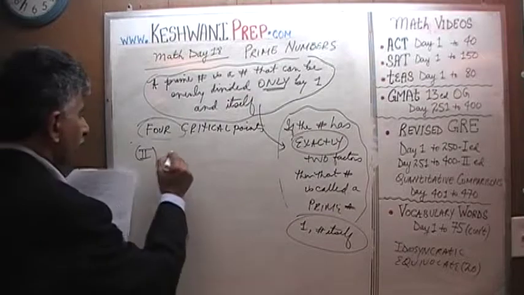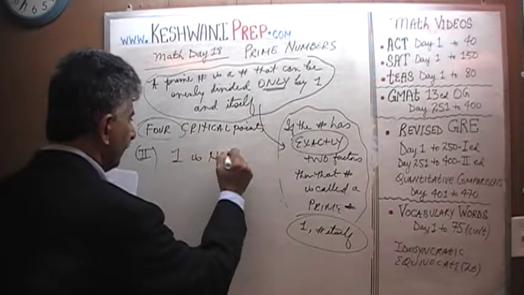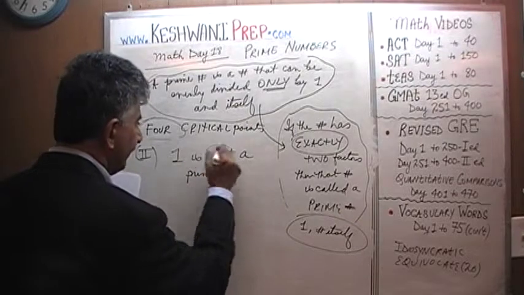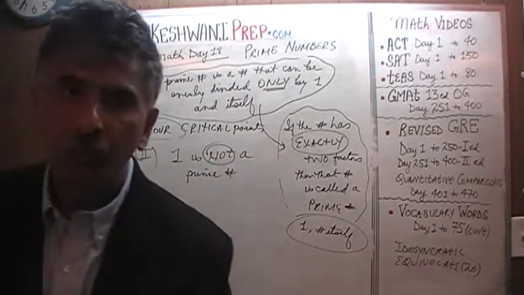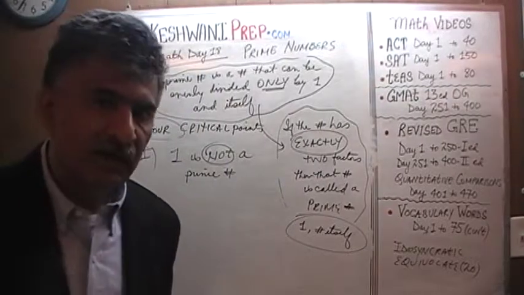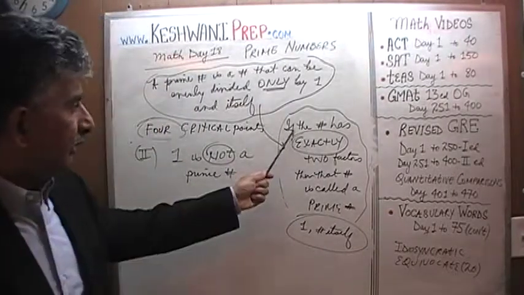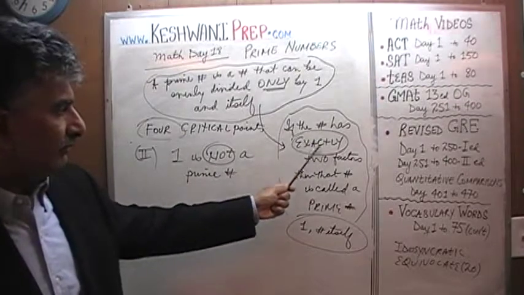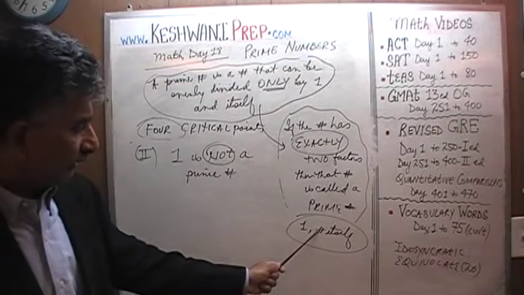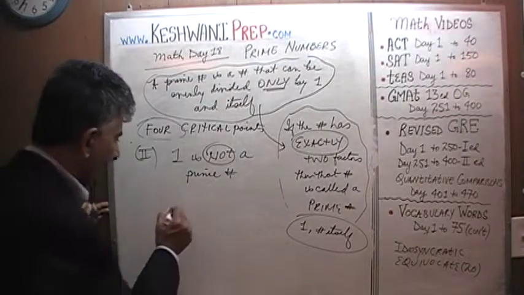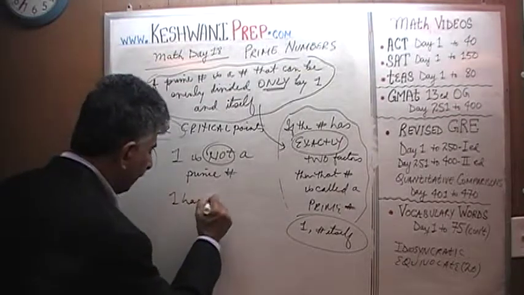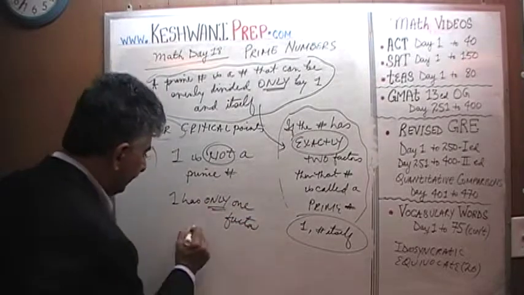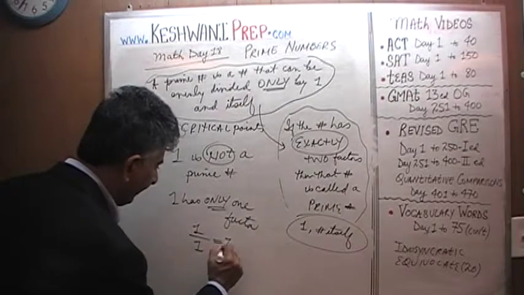Number 2. 1 is not a prime number. Why is 1 not a prime number? What do we say a prime number is? A prime number is the one that has exactly 2 factors, itself and 1. How many factors does 1 have? 1 has only 1 factor. The only number that you can divide evenly 1 by is 1 itself.